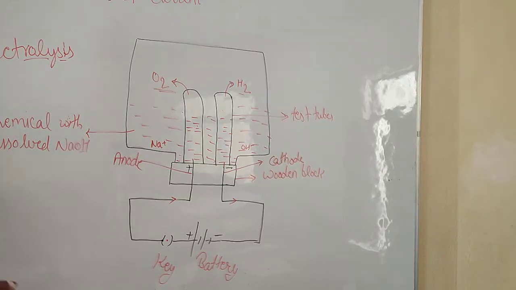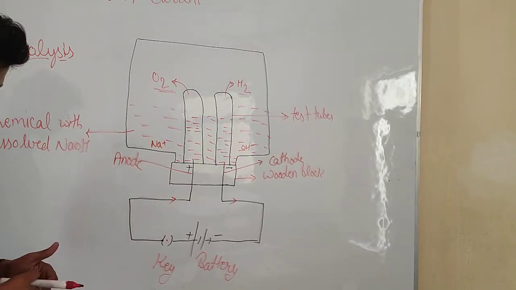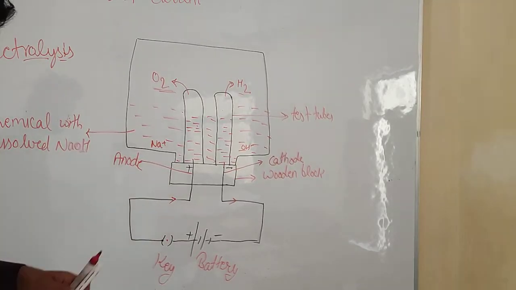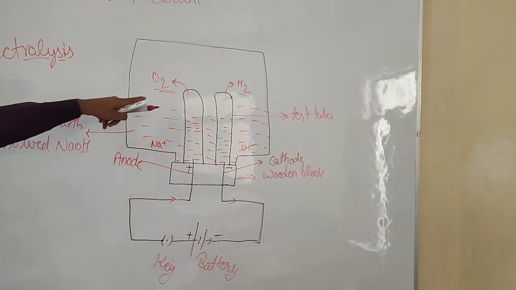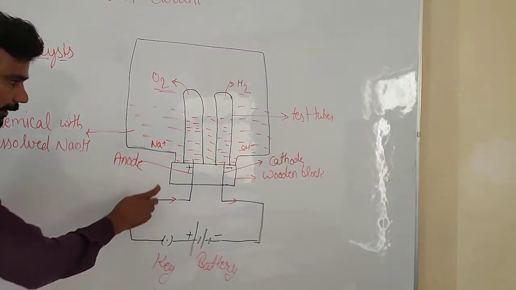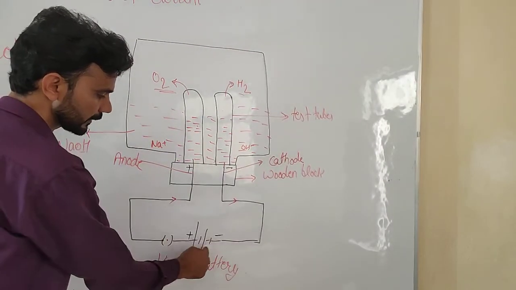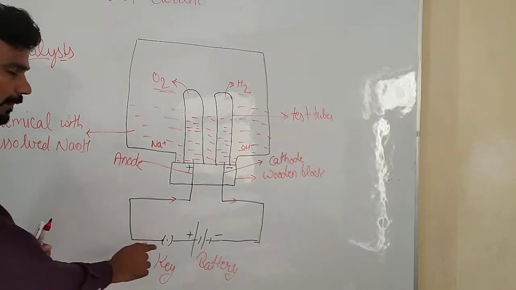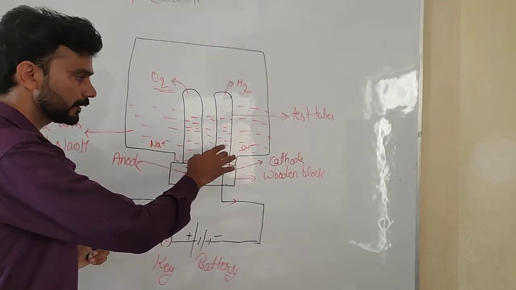So this is the diagram which shows us the process of electrolysis. With the help of this we can explain electrolysis, that when current passes through the solution, it will conduct electricity. So the first line is clear: a solution which conducts electricity.